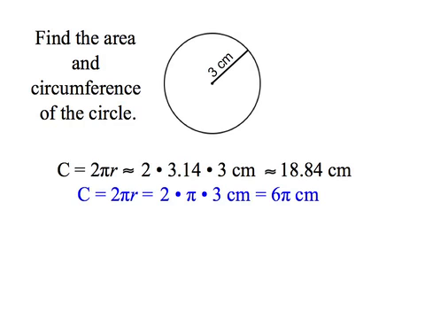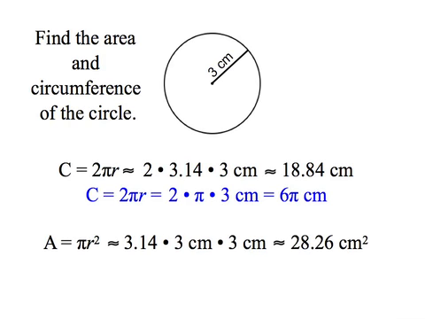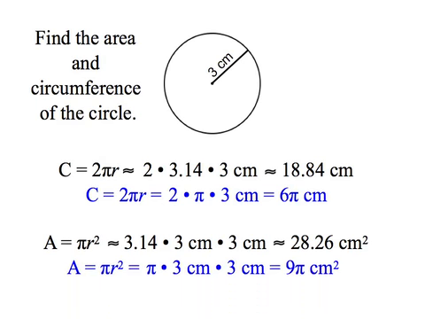Well, now let's use the area formula to find the area. Once again, the formula is pi r squared. r is 3. And then when we multiply 3.14 times 3 squared centimeters, we get 28.26 square centimeters. And in terms of pi, we have pi times 3 squared centimeters, or 9 pi square centimeters, the area of this circle.